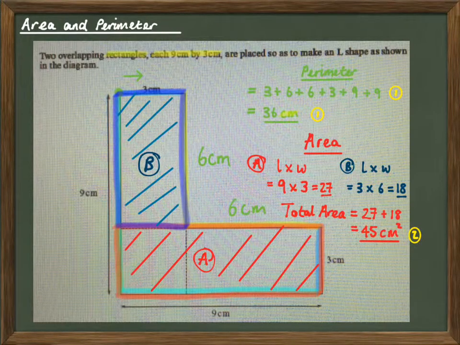If you did go down the other route, like I said before, you did 2 rectangles and 1 square, what you'd actually get, you'd get 18, and then the square would be worth 9. You'd add them together, you'd still get 45 centimetres squared, okay? So it doesn't really matter what method you follow, as long as you're doing length times width and you put in the correct measurements for each rectangle.